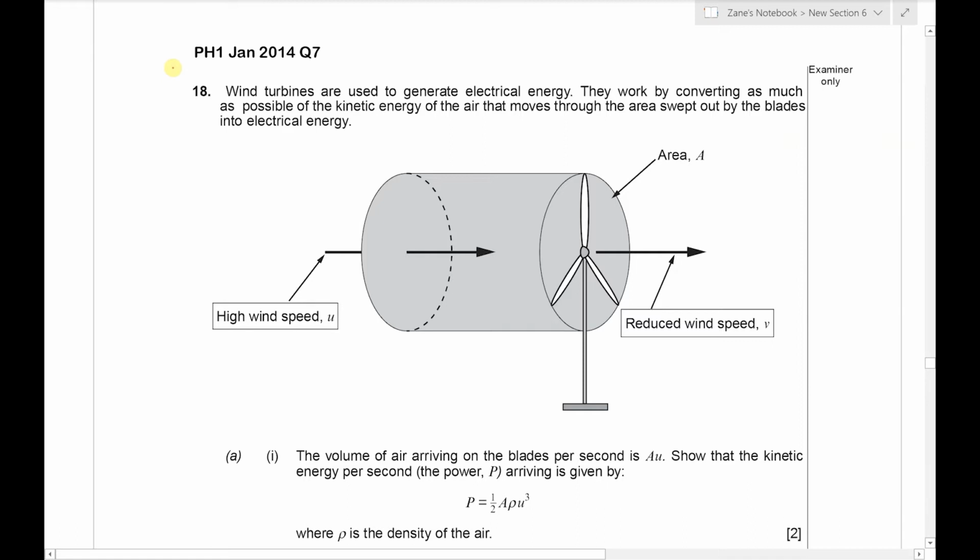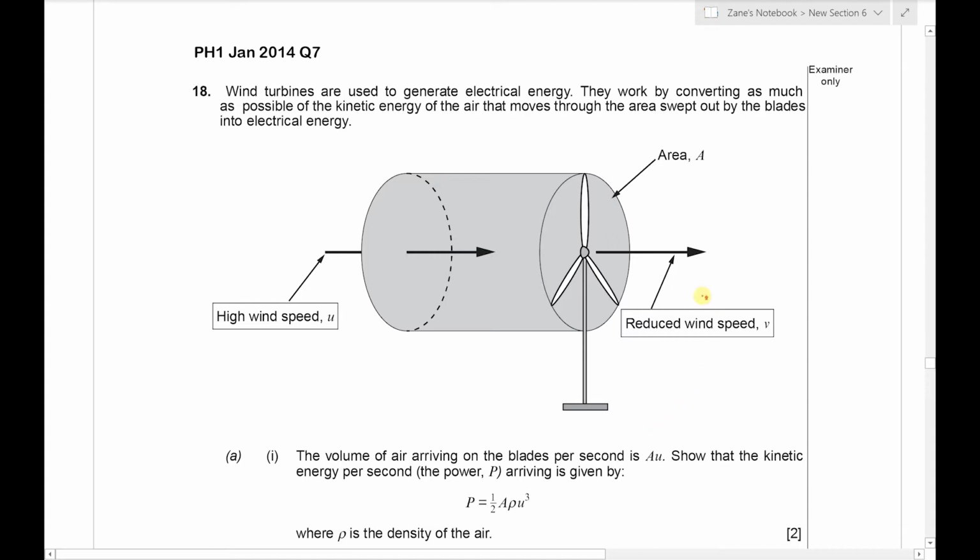This is from January 2014's Unit 1 and it was question 7, which is a sort of a work, energy and power type question. The first part of the question talks about wind turbines being used to generate electrical energy, and the way that they do that is they convert as much as possible of the kinetic energy of the air that enters them into electrical energy.